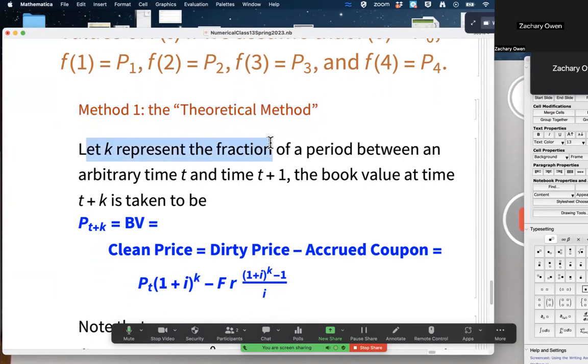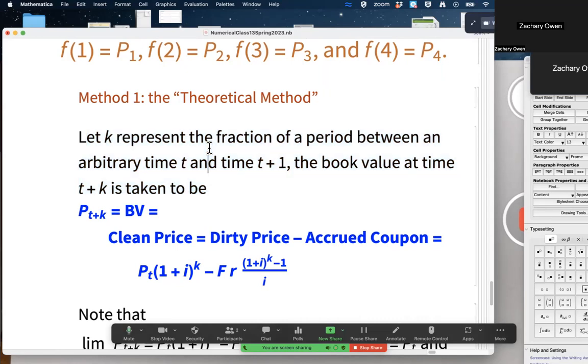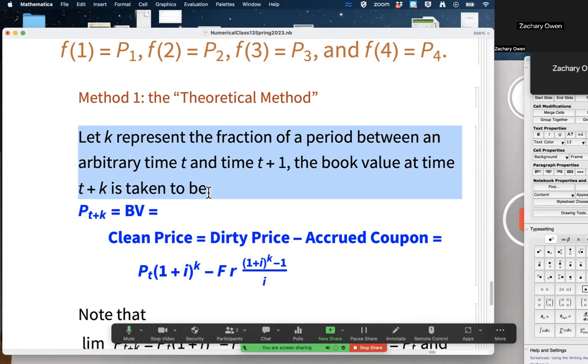Let K represent the fraction of a period. Maybe I will assign it. I don't remember what I did. Problems. I don't remember what I've done in the past. So I probably shouldn't have said I won't assign it. Problems. But you just use these formulas. Okay. Let K be the fraction of a period between an arbitrary time t and a time t plus 1. So K is a decimal between 0 and 1.